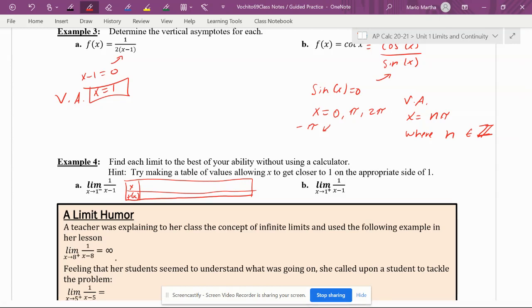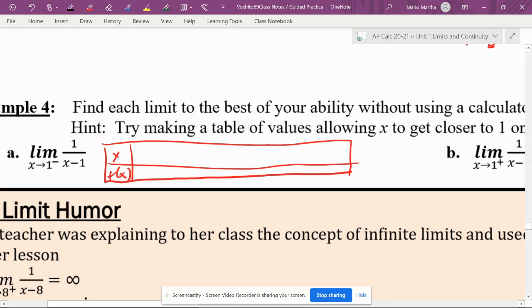You can use a calculator for this; it shouldn't be too bad. If we say x is 0.9 and you plug that in, that's going to get us negative 10. If you plug in 0.99, that's going to get us negative 100. And then 0.999 would get us negative 1,000. So we can come to the conclusion that this is going towards negative infinity. Therefore, the limit does not exist.